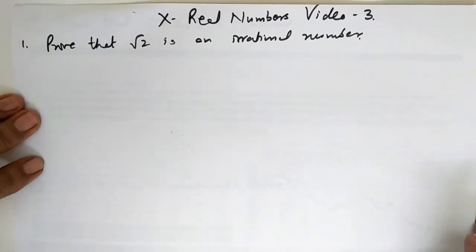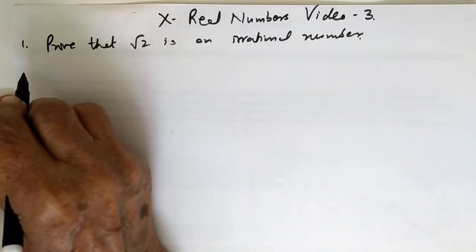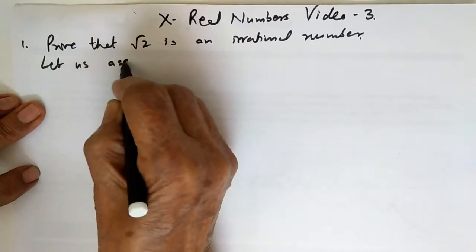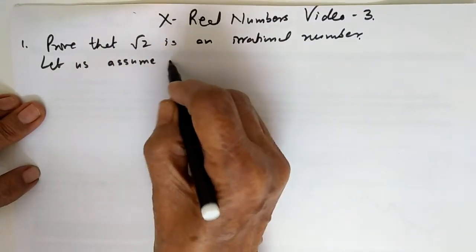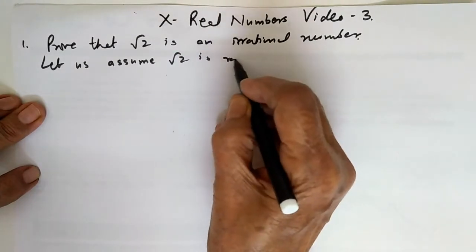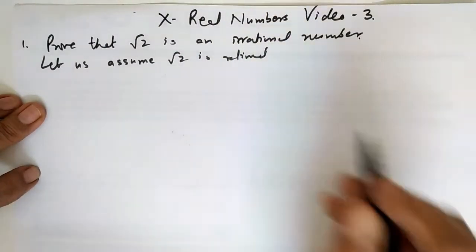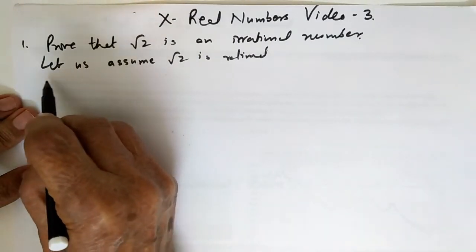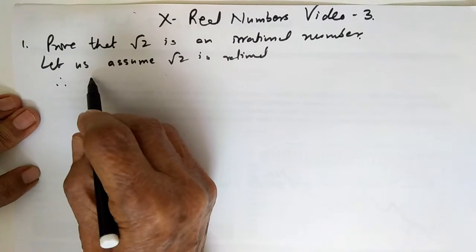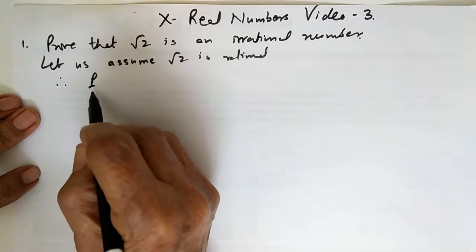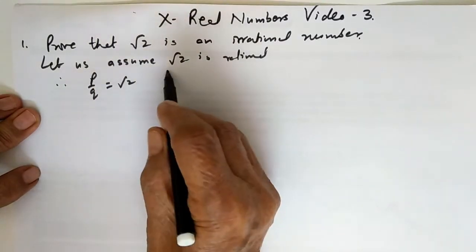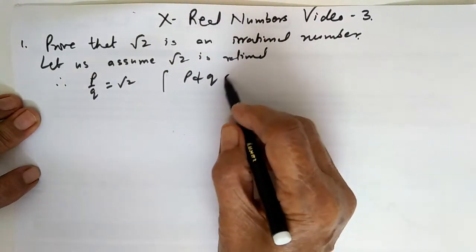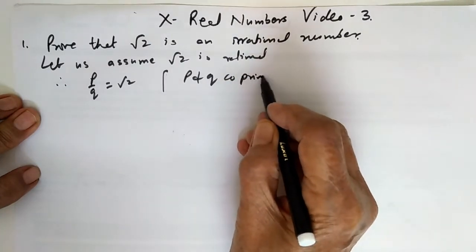तो सबसे पहले let us assume कि root 2 is a rational number. And we know any rational number can be written in the form of P upon Q. So therefore, P upon Q is equal to root 2, where P and Q are co-primes. इसमें कोई common factor नहीं है, co-primes.